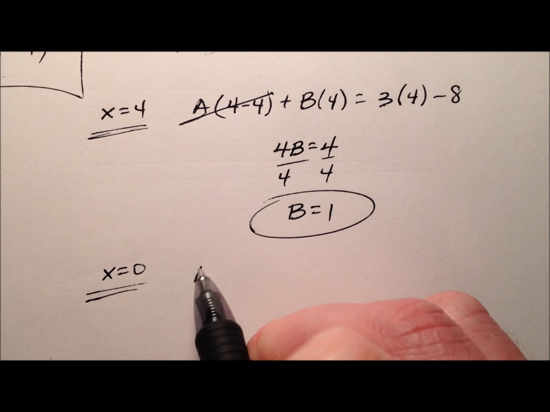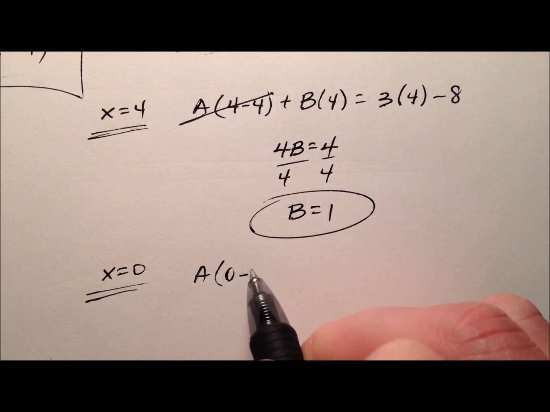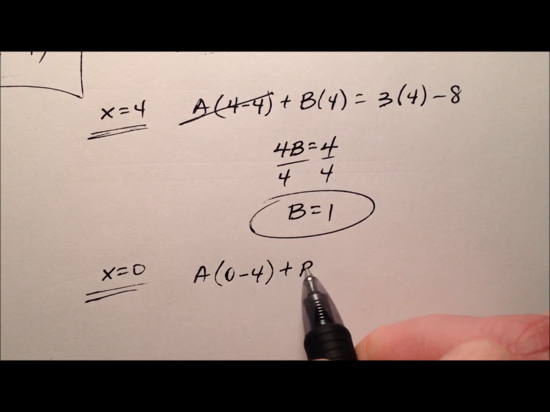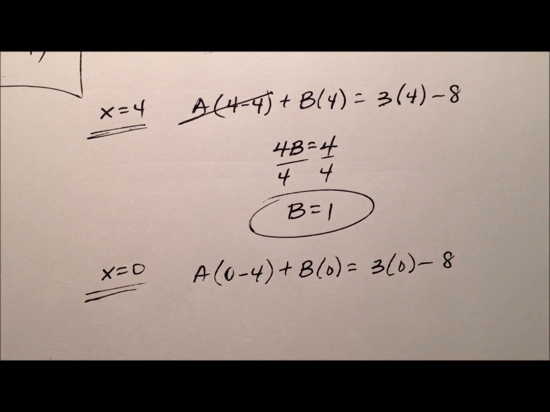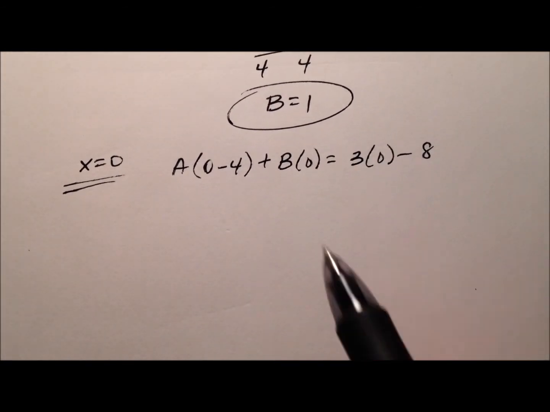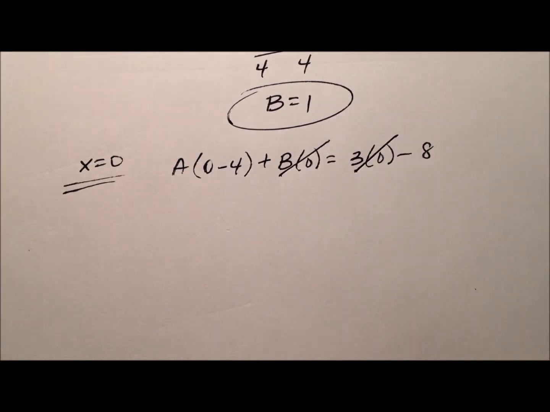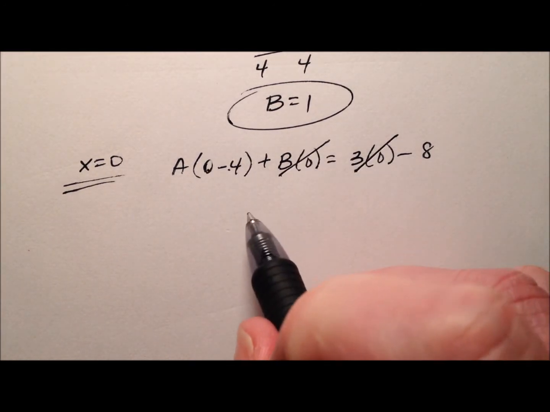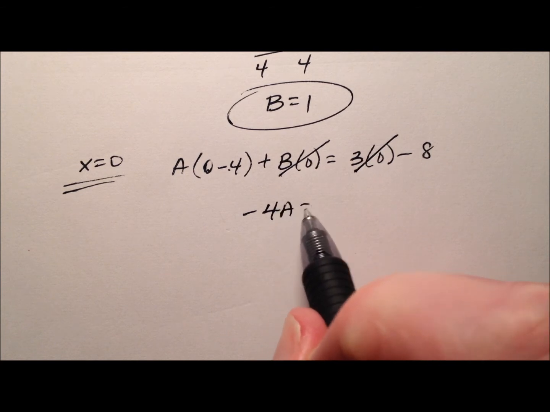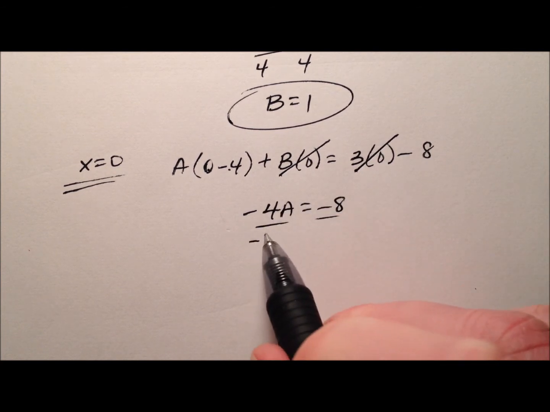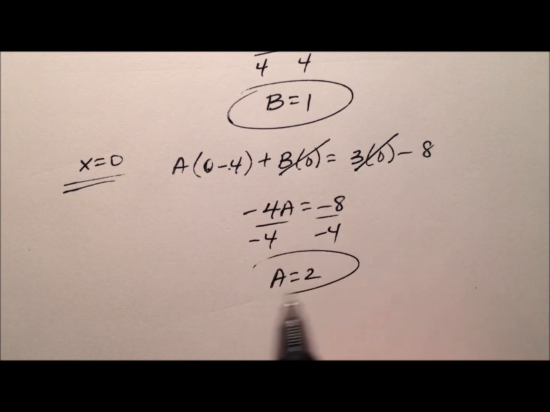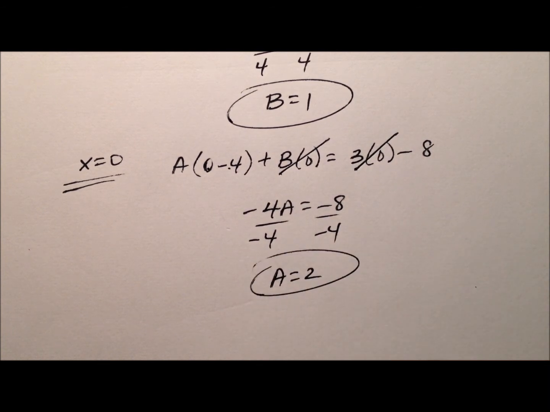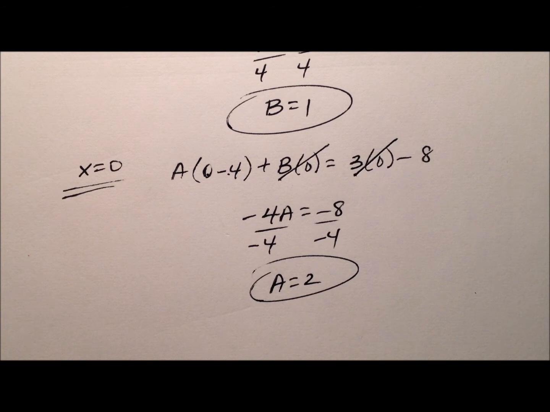Okay, so let's say A times the quantity 0 minus 4 plus B times 0 equals 3 times 0 minus 8. You know, zeros are really nice because that goes away and that goes away. So 0 minus 4 is negative 4A equals negative 8. So when I divide both sides by negative 4, it looks like A is positive 2. Okay, well now I know both of my values.